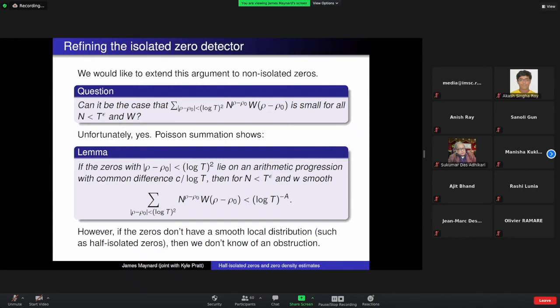So you might therefore hope that you could prove something to say, if the zeros don't look like they lie close to some union of arithmetic progressions, or at least when you're looking close to row 0, then there is some good choice of capital N and some good choice of smooth function, which would allow you to create a short zero detecting polynomial.